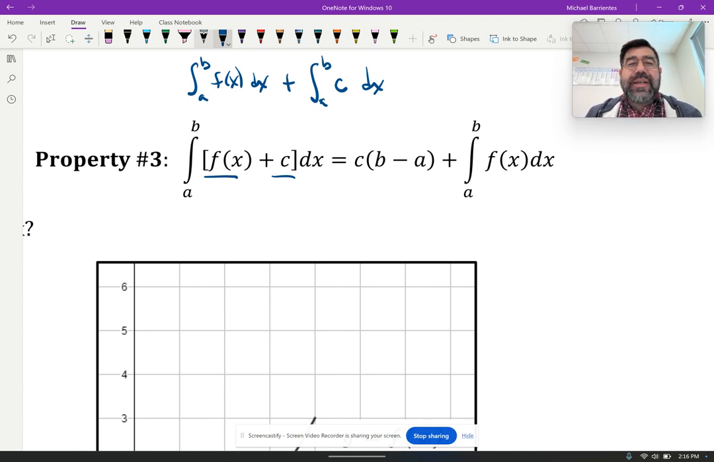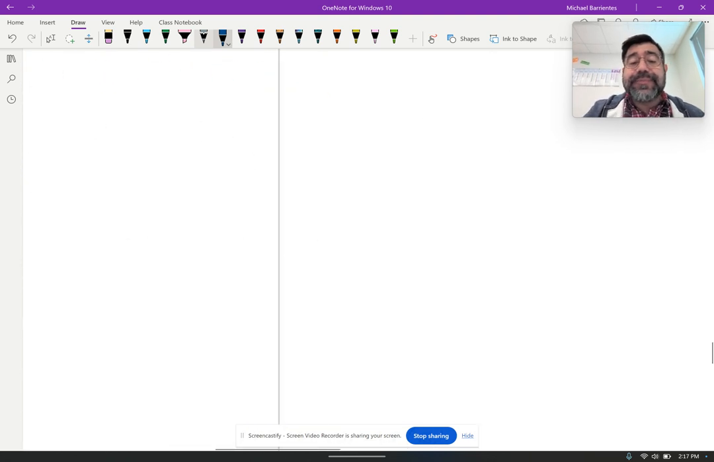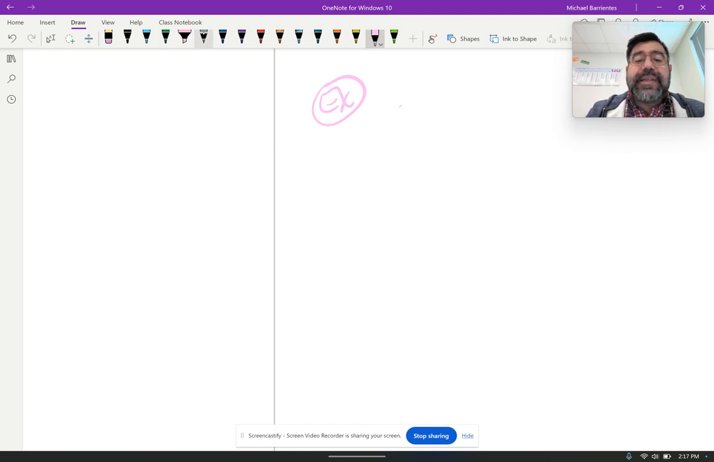Just like we were able to split up derivatives when adding or subtracting, we can split up integrals when adding or subtracting, because if integrals are really just areas, then we can find the area of each little piece and bring them back together. So property number 3 makes a little more sense. Because if c is a constant, let's do an example. This is why it works. Let's say I'm taking the integral from 1 to 3 of 4 dx.